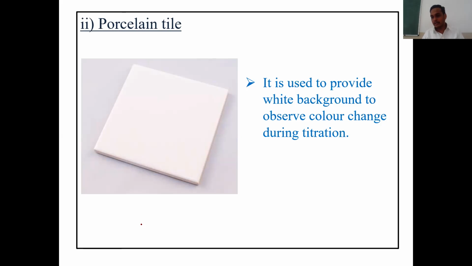If there is no white background, we cannot observe or identify the color change immediately. That is why we are going to use the porcelain tile, which will provide a white background, which helps us to identify the color change during titration.